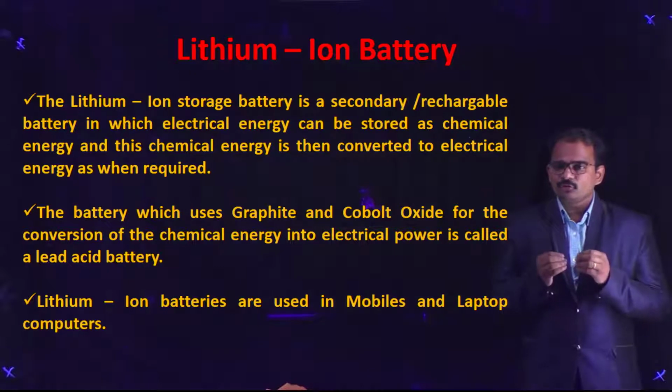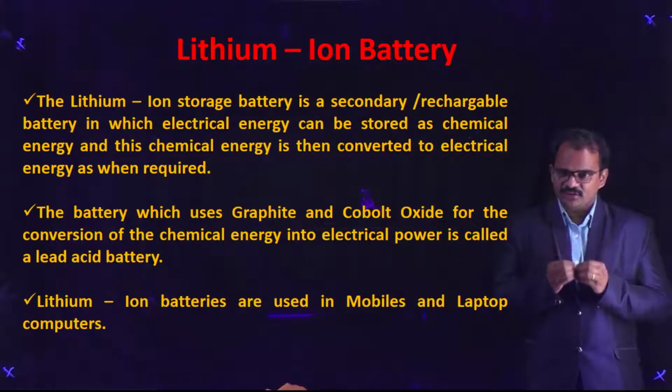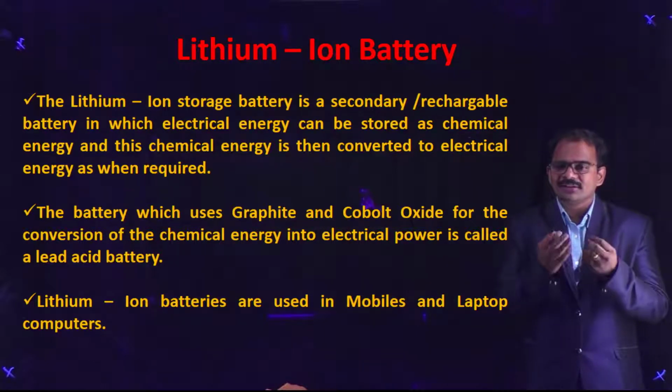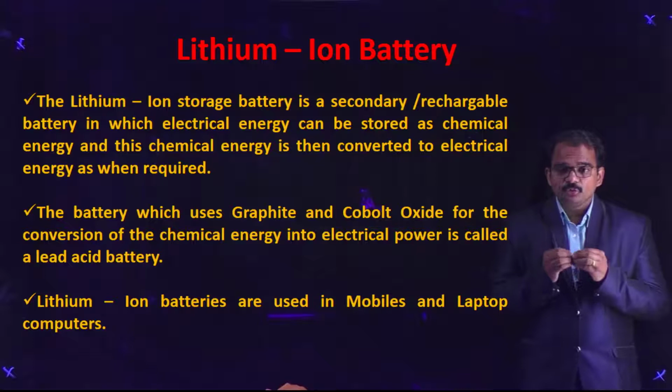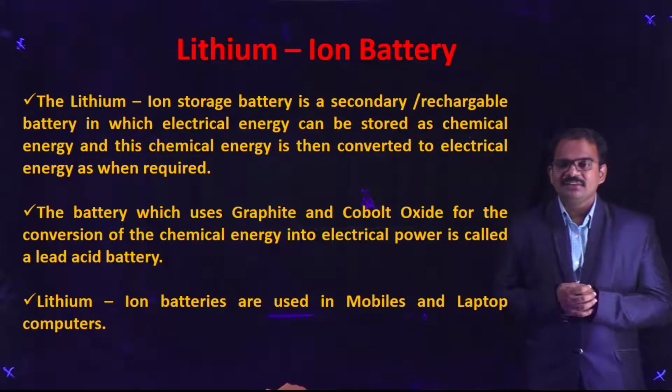This lithium-ion storage battery is a secondary or rechargeable battery in which the electrical energy will be converted into chemical energy, and then the stored chemical energy will again be converted into electrical energy as and when the load needs it. The battery which uses graphite and cobalt oxide for the conversion of chemical energy into electrical energy and vice versa by means of chemical reactions is known as a lithium-ion battery. Lithium-ion batteries find their application in the mobiles and laptop computers that we use in our day-to-day life.